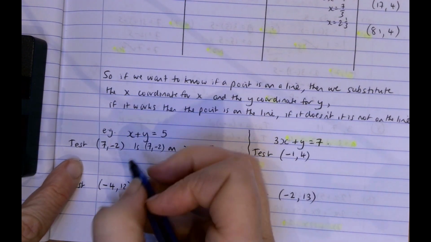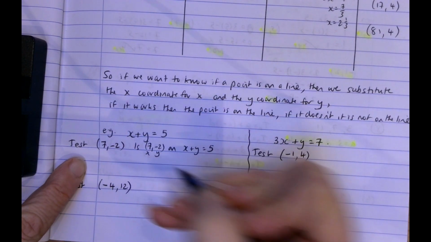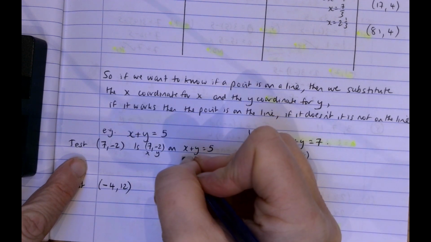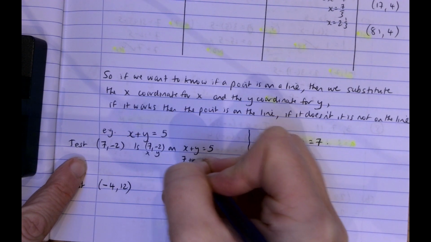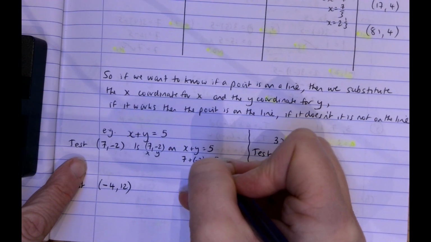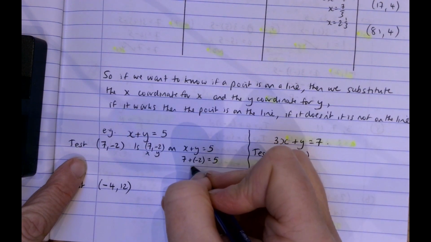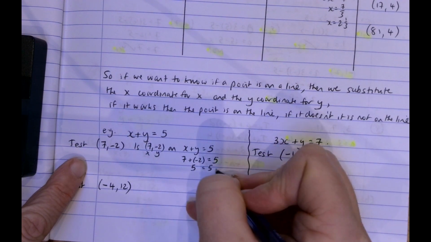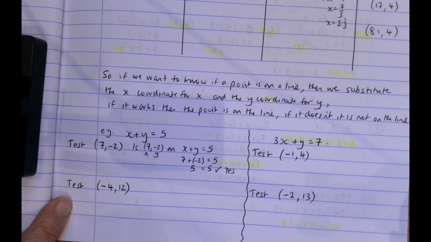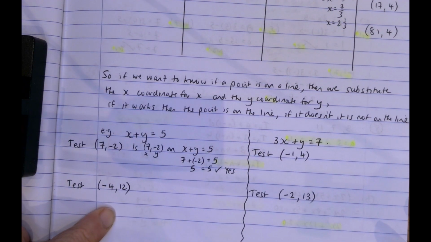Well, if it is, then if I put 7 in for x and minus 2 in for y, it should give me 5. Does 7 plus minus 2 equal 5? Well, 7 plus minus 2 is 5. Does 5 equal 5? Yes, of course it does. So yes, (7, -2) is on that line.